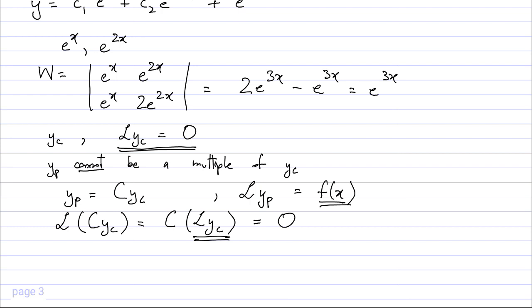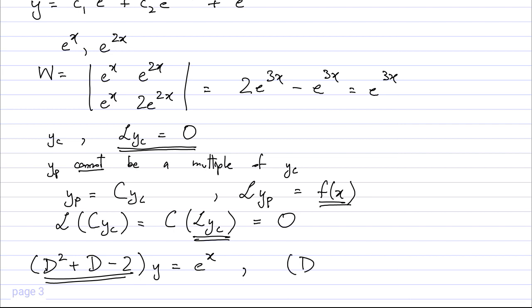Let's see an example of that. Suppose I have this differential equation, D squared plus D minus 2 acting on y, is equal to e raised to power x. You are very happy. You say, I know how to do this. You first of all treat this as an algebraic equation and find out the roots. You factorize this as D minus 1, D plus 2, D squared plus 2D minus D minus 2. So the roots are a is equal to 1 and b is equal to minus 2.